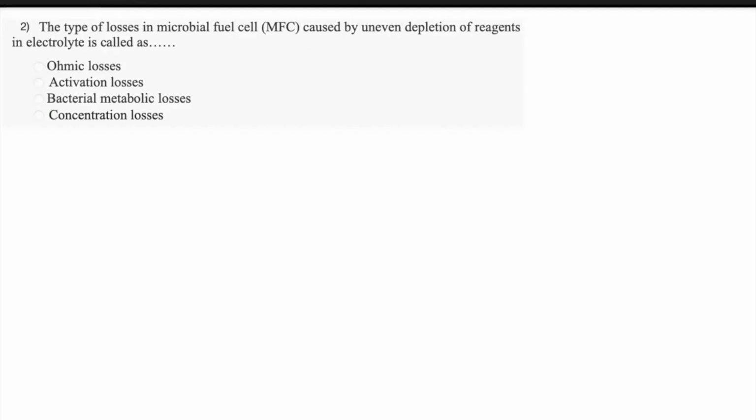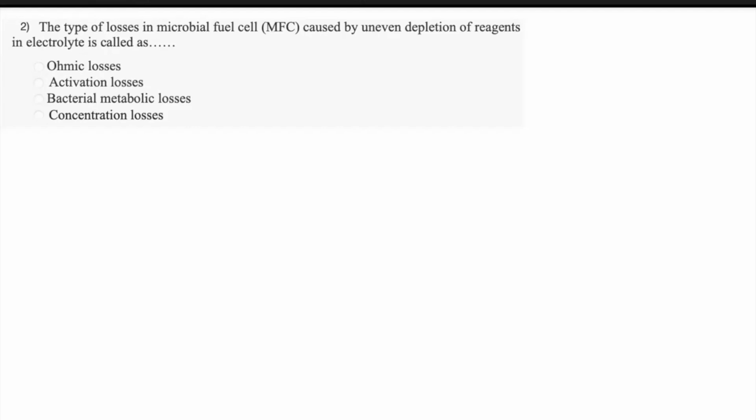answer. So the second question says, the type of losses in microbial fuel cell caused by uneven depletion of reagents in electrolyte is called as. If you remember the lecture, microbial fuel cells are the cells which we are using nowadays, and it is quite a new field of research. So there were certain losses associated with this process.